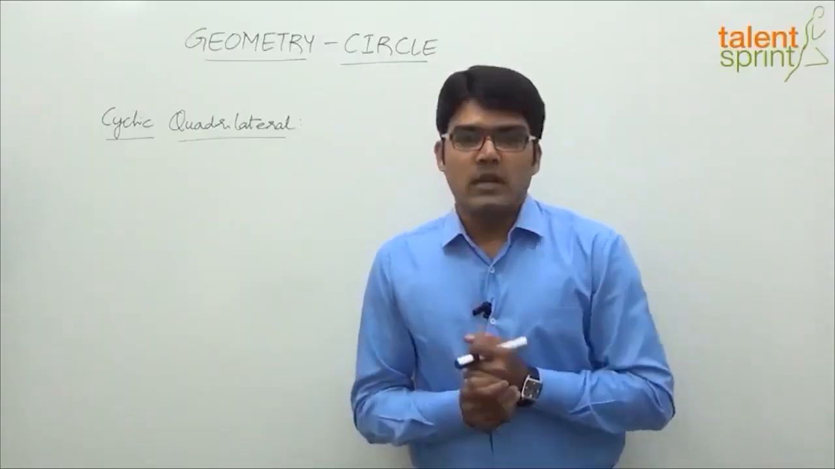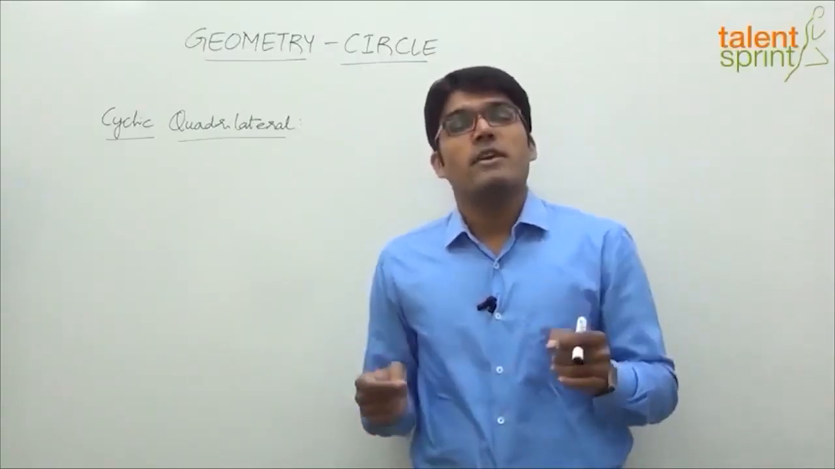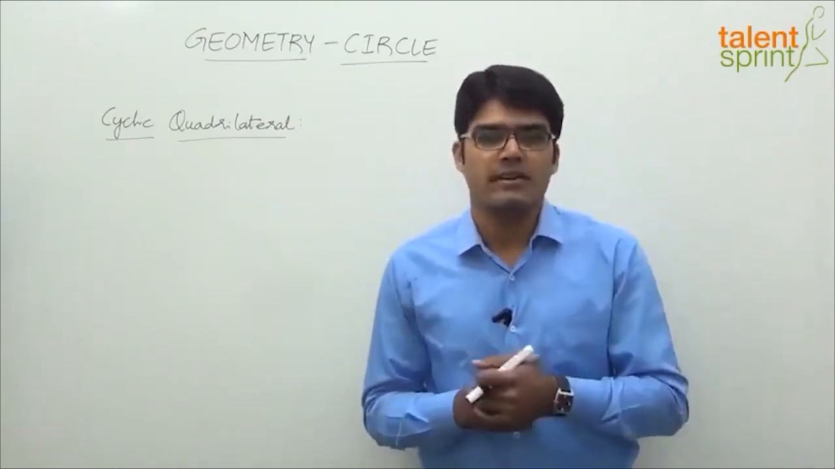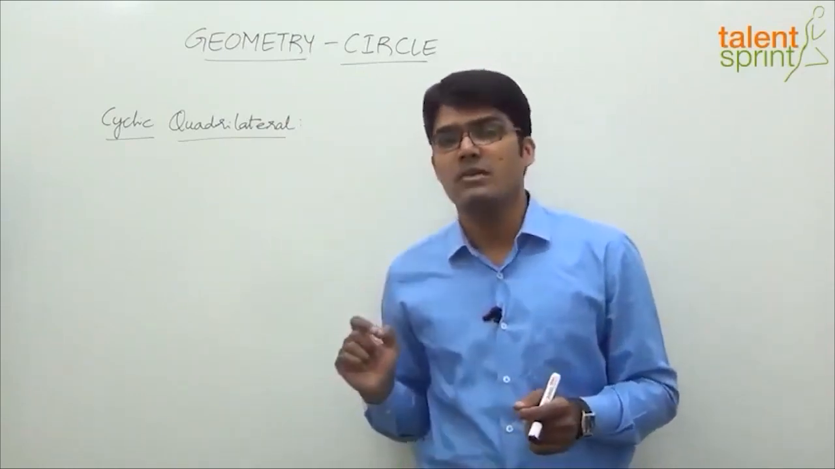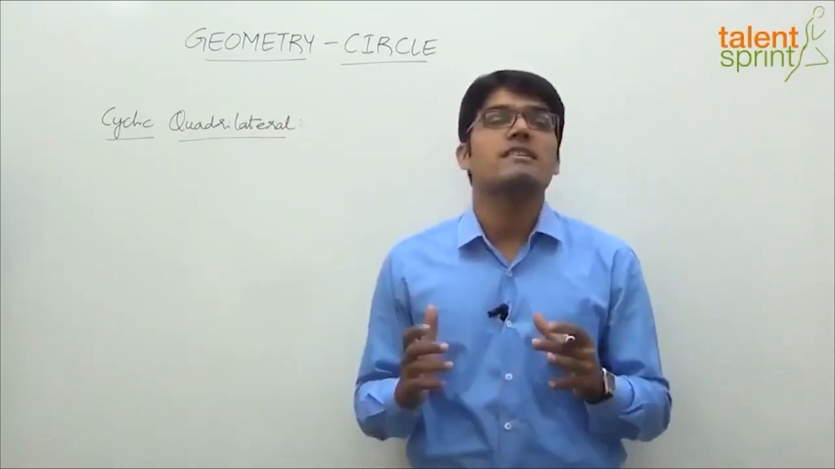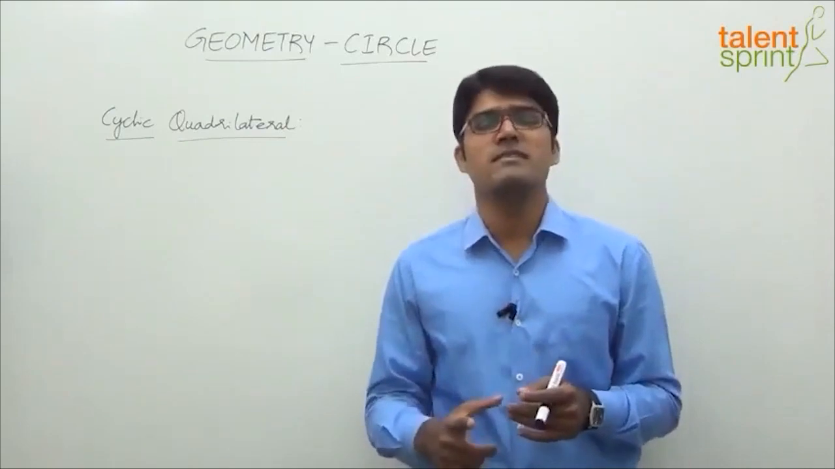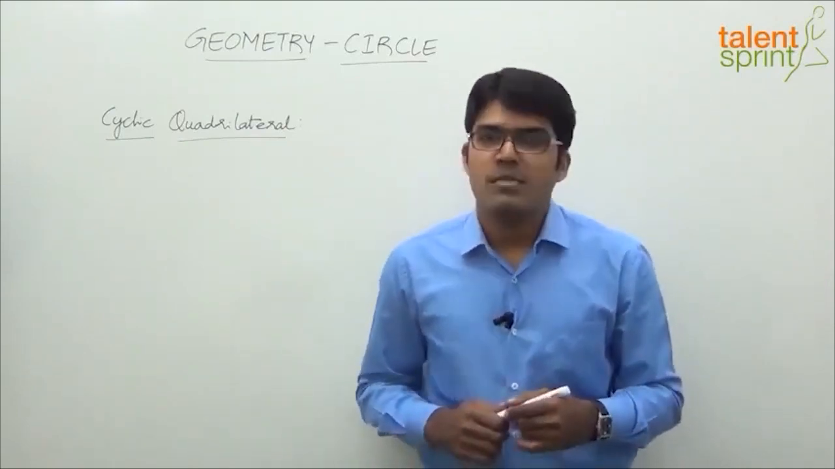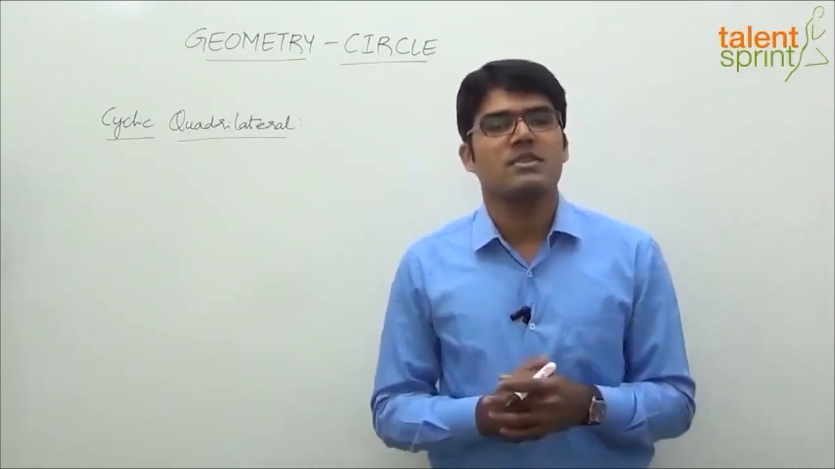So what is a cyclic quadrilateral? A quadrilateral where all the four vertices lie on the circumference of a circle is called a cyclic quadrilateral. And the property that we are going to look at now is that the sum of opposite angles in a cyclic quadrilateral is always 180 degrees. And we can prove this using one of the simple points that we have discussed in the introduction part of this topic, which is based on circles.